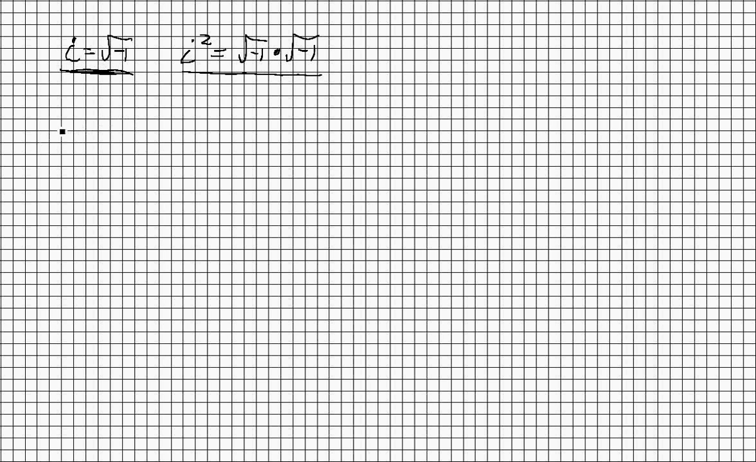For instance, let's say you've got a number like the square root of -3. Well, that just equals the square root of -1 times the square root of 3. So since i equals the square root of -1, you've got i times the square root of 3. Let's look at another example.